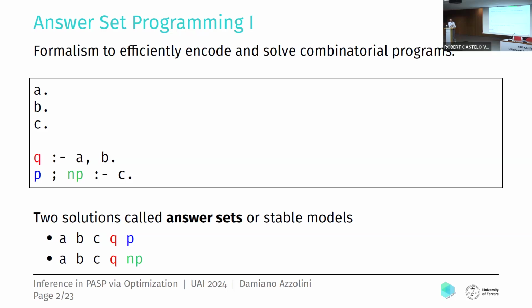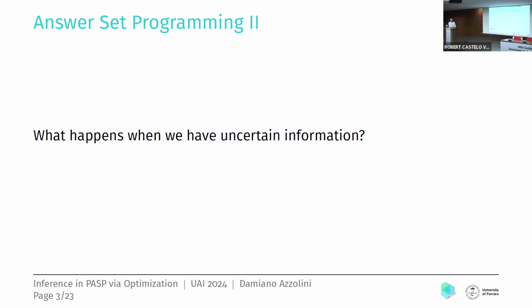So 2 possible solutions. Okay, but what happens if A, B, C are no longer certain, but uncertain? What happens if we associate a probability value to A, B, and C?